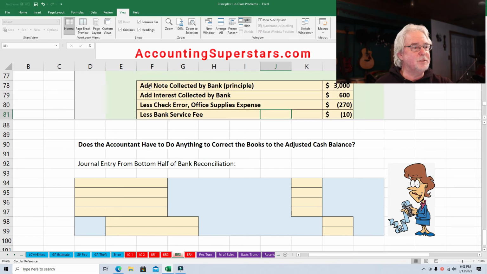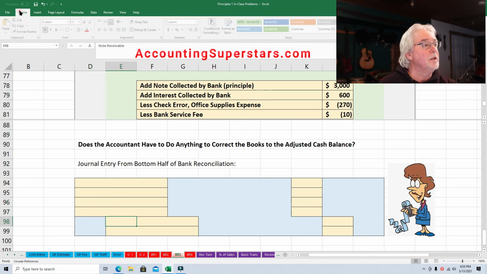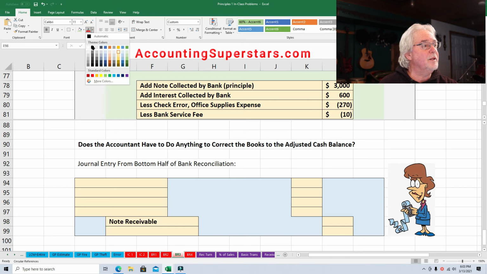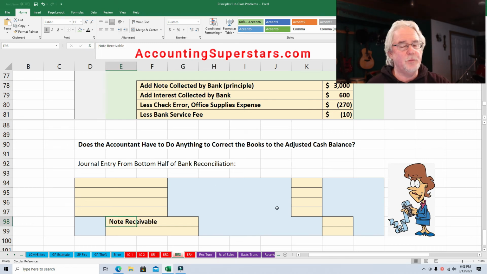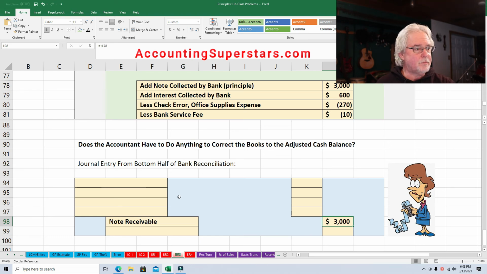So first of all, let's put in that note collected by the bank. All right, so I'm going to put it right here. I'm going to drop down a slot or two right here. Here we go. I'm sorry. There we are. Get it the right color. There we are. Note receivable. So we are crediting note receivable because our customer paid us. And folks, this is for the principal amount, and that's why it's important to list things out separately. And then let's add that interest revenue down here. Interest revenue of 600. There we are.